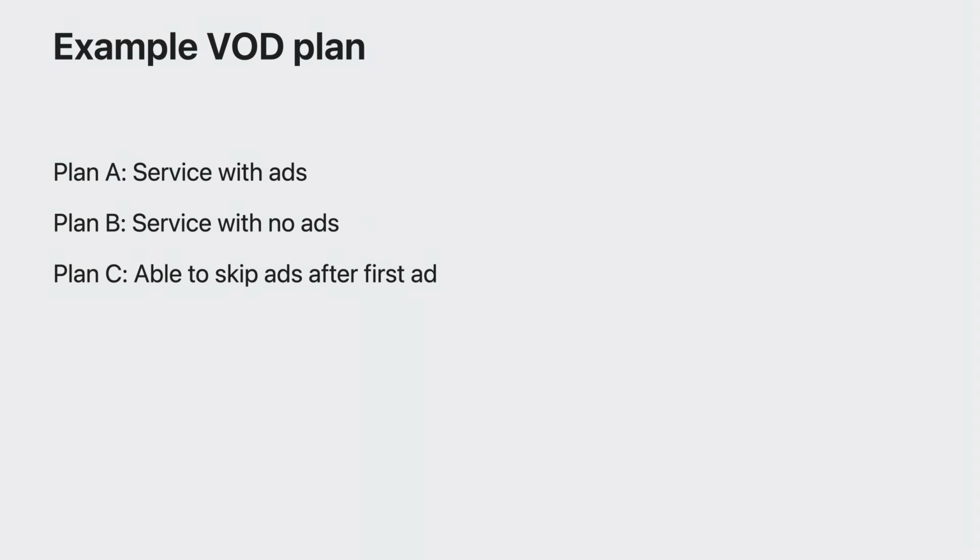The service provider in this example wants to offer 3 service plans. Plan A, VOD service plan with ads in which play and pause are the only user operations allowed while playing the ads. Plan B, VOD service plan with no ads. Plan C, subscribers enrolled in this plan are able to skip ads once the initial ad has concluded. In this example, the service provider wants to have maximum configuration for interstitial support in the playlist on the server. Also, the service provider wants to use the same playlist for all the plans.